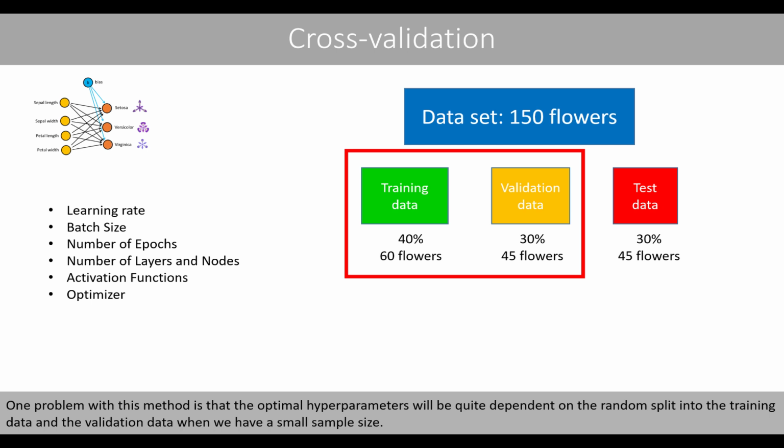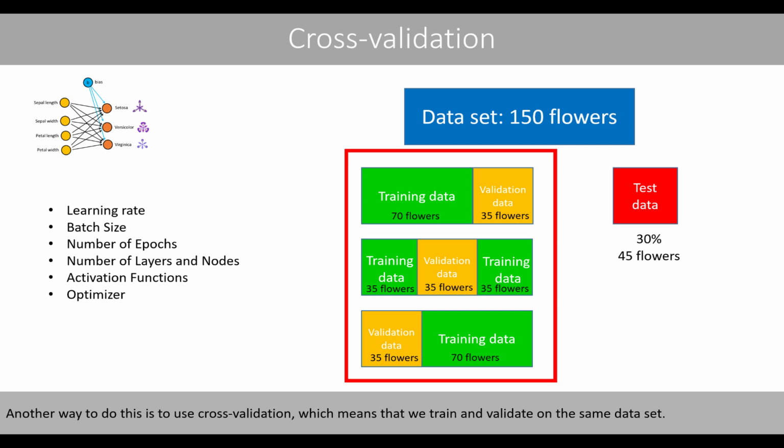One problem with this method is that the optimal hyperparameters will be quite dependent on the random split into the training data and the validation data when we have a small sample size. Another way to do this is to use cross-validation, which means that we train and validate on the same dataset.